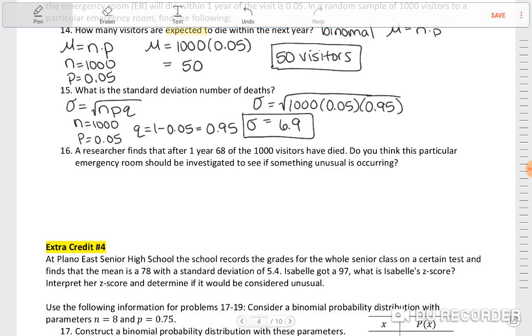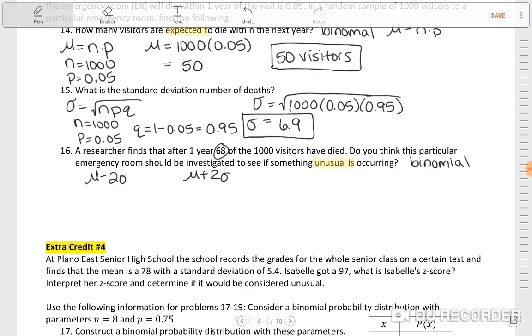Let's see, a researcher finds that after 1 year, 68 of the 1,000 visitors have died. Do you think this particular emergency room should be investigated to see if something unusual is occurring? So when you see that keyword of unusual, and it's a binomial, this is where we take the mu minus 2 sigma and the mu plus 2 sigma, and we want to see if that number 68 is in between those two, and if it is, then it would be considered usual. If it's outside of these two numbers, so if it's smaller than mu minus 2 sigma or bigger than mu plus 2 sigma, then that means it's unusual.